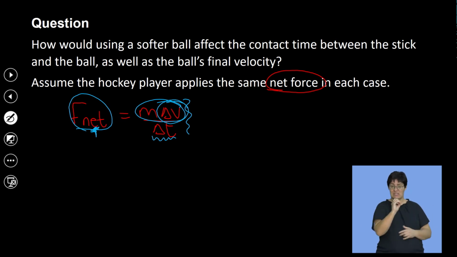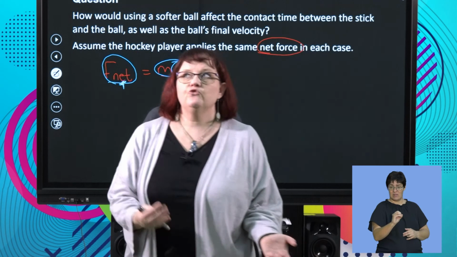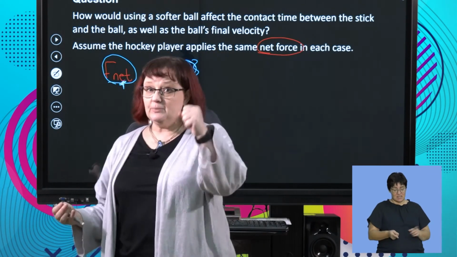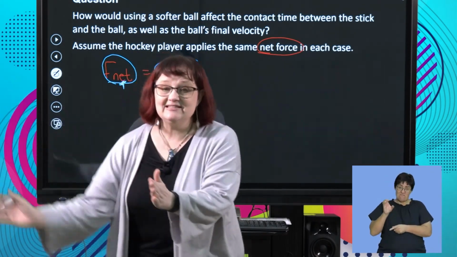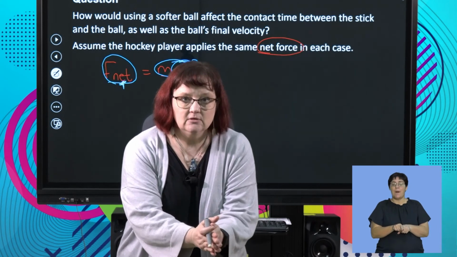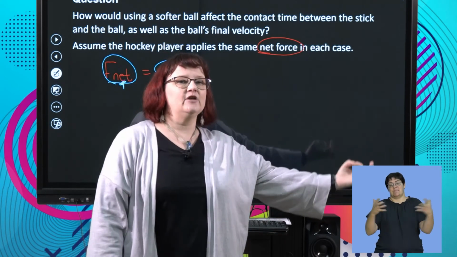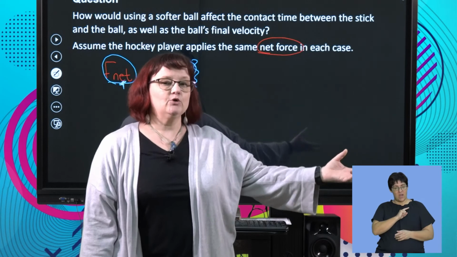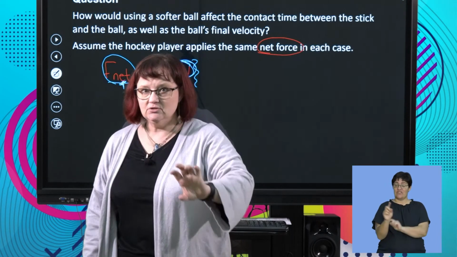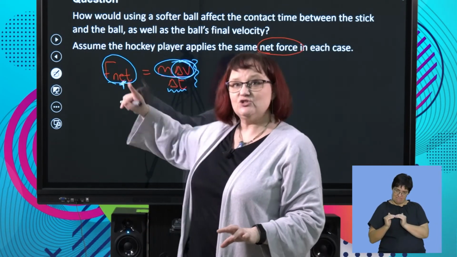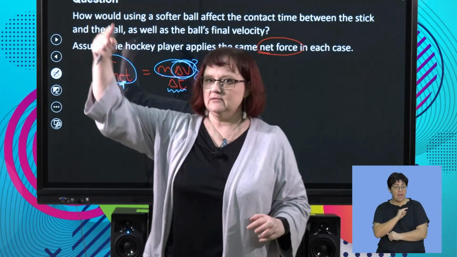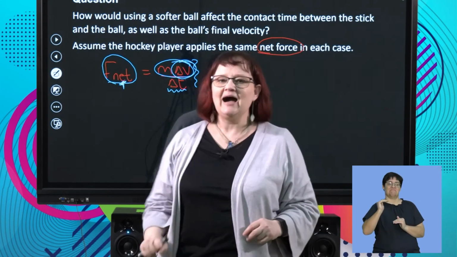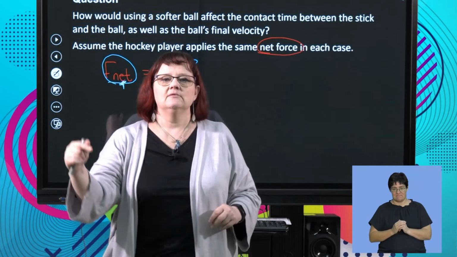My initial velocity was 0, so that means with a softer ball hitting it with the same force, I'm going to get a bigger velocity, because the change in velocity has to increase because the change in time got bigger.